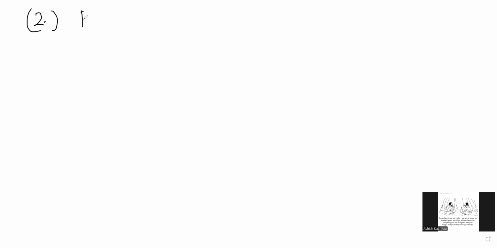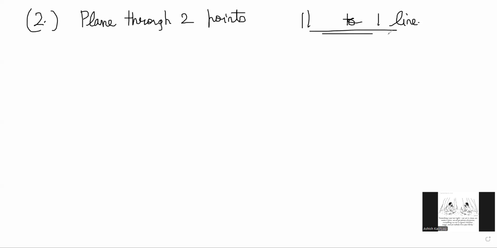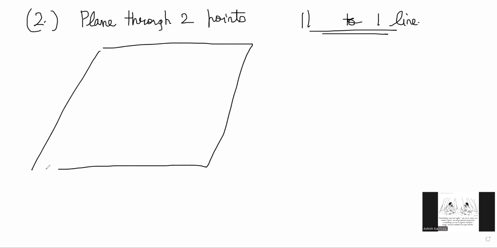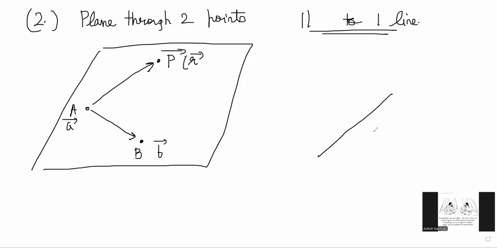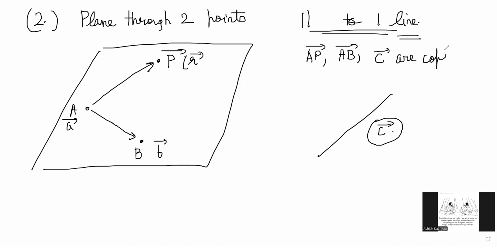Case 2 is when we need a plane through not one point, we are given 2 points and parallel to one line. Very similar to what we have done. So we want a required plane, but we already know 2 points on the plane, A and B, with vectors A vector and B vector. So my third vector is P, and I can always say that AB vector, AP vector, and parallel to a line, so the line's direction is C. So what I can say is AP, AB, and C are coplanar, right? Correct?